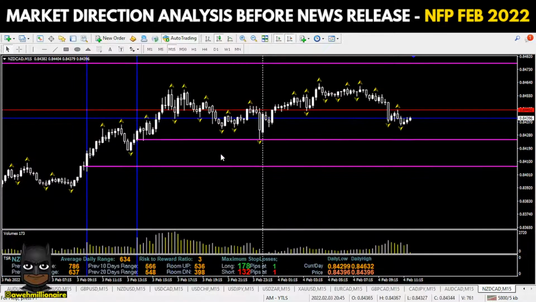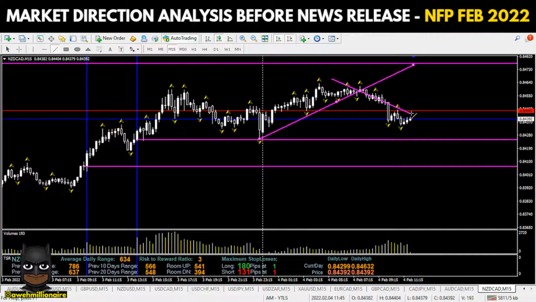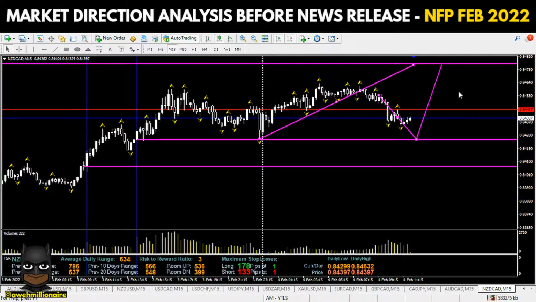And the last one is NZDCAD. So here we've got price coming up from the demand level, so we want to be looking to buy up to the supply. Okay, but we can see we've got the momentum being pushed to the downside here, which is highly likely to induce sellers here in this move. So what I would say for a high probability setup is to wait for price to test the demand level from here and look to buy up to the supply. Okay, so that's pretty much the setups, guys.